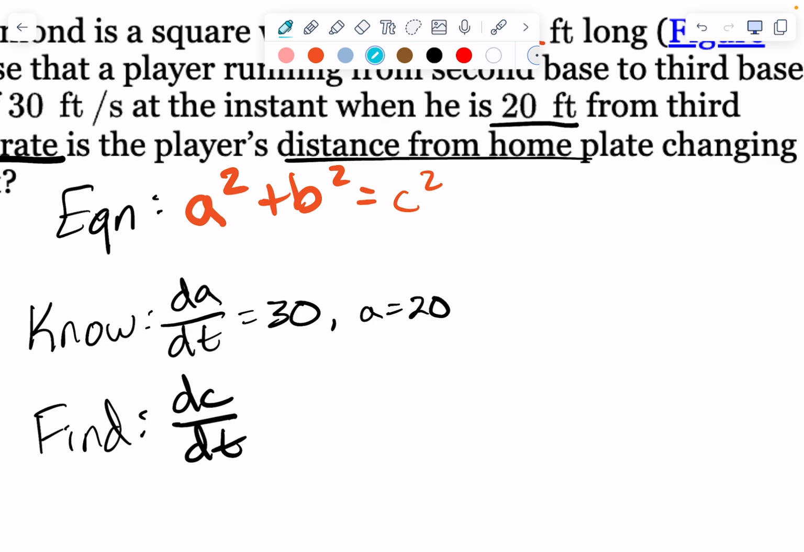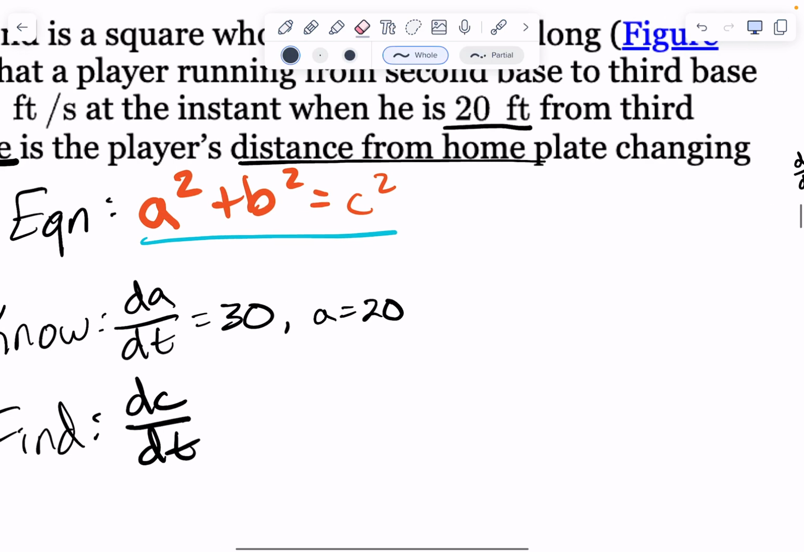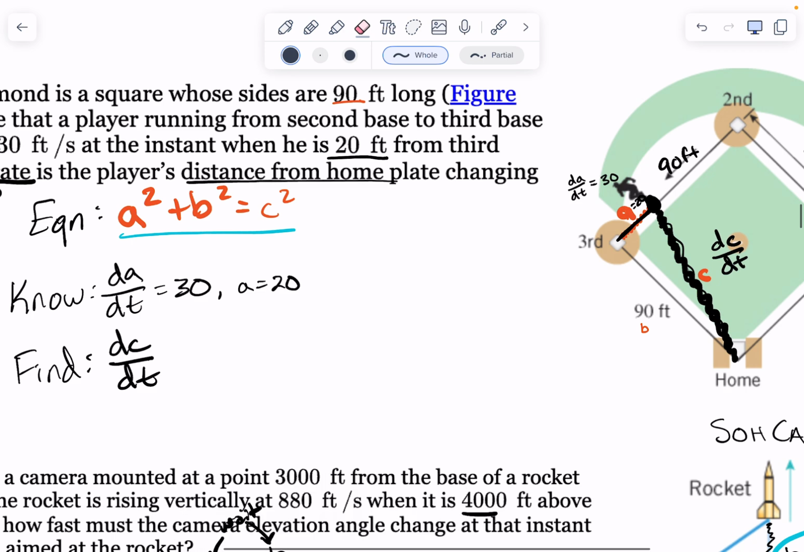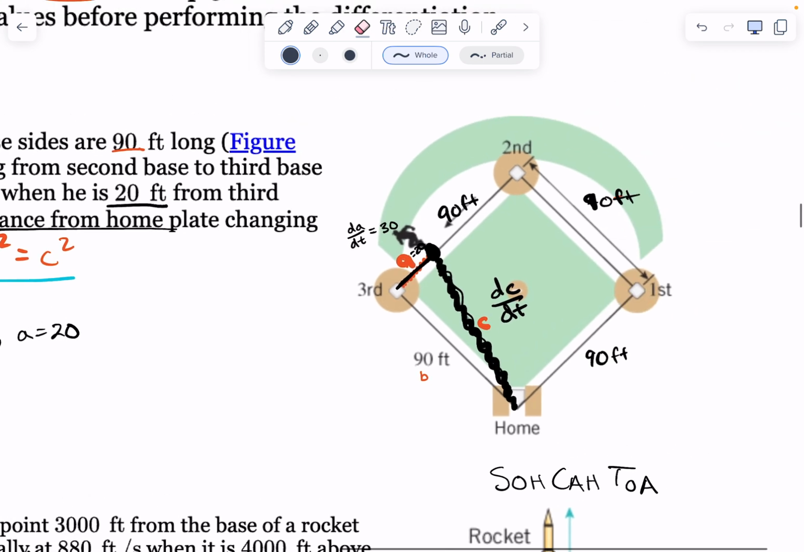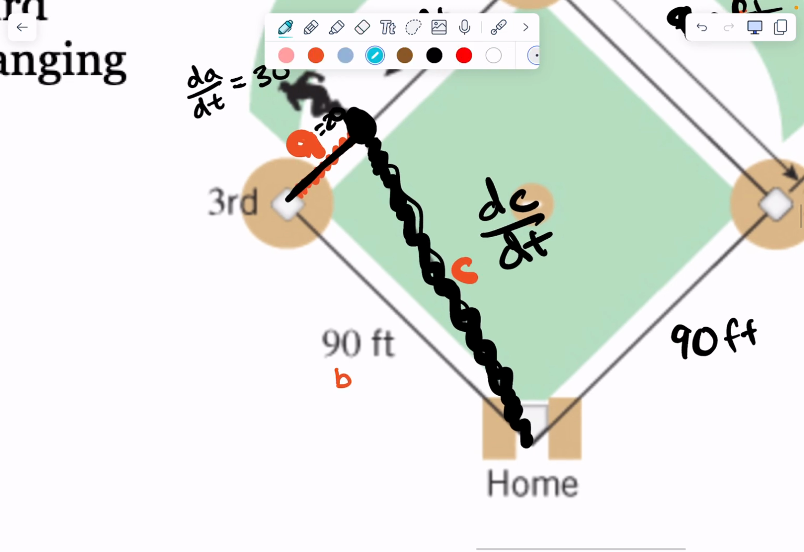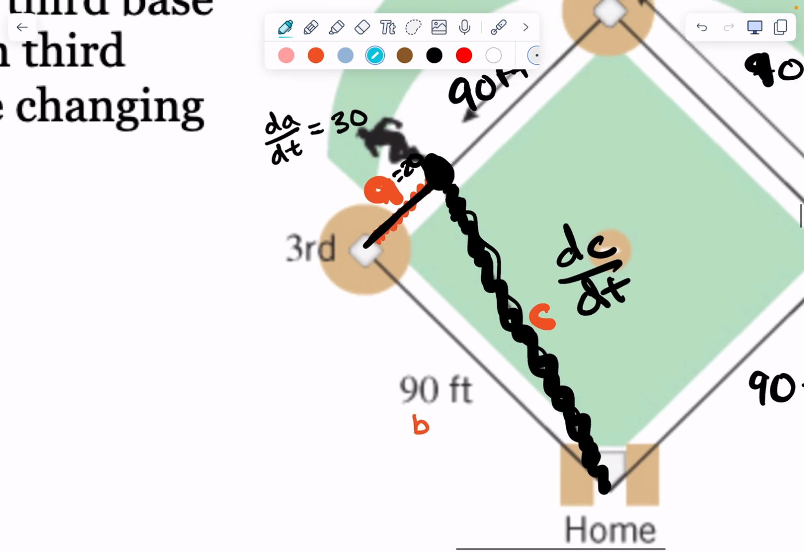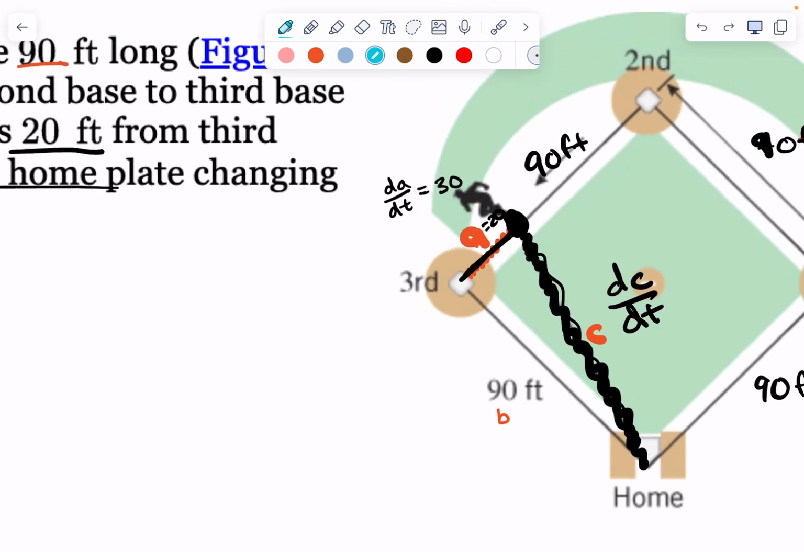Okay. So what we have going on here is this equation, a squared plus b squared equals c squared. Now, some things I am allowed to plug into that equation before I take the derivative, and some things I have to wait until after. For instance, if I'm looking at this triangle, I can plug stuff in as long as it won't change. As this person runs, if that side will change, then I can't plug it in until after I take the derivative, okay?